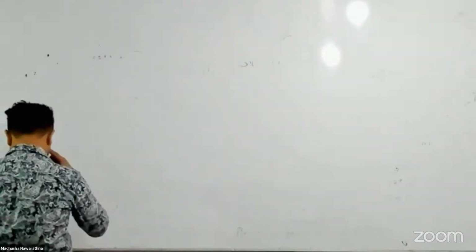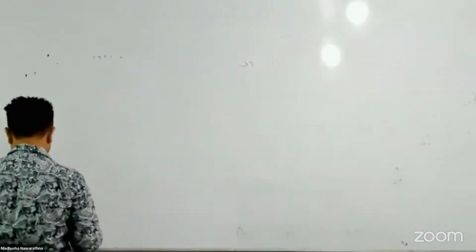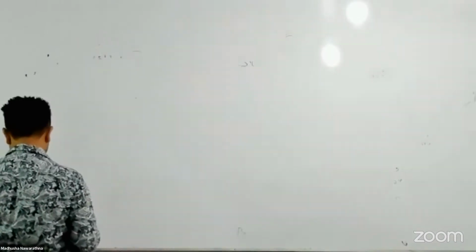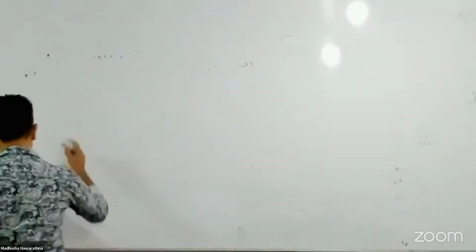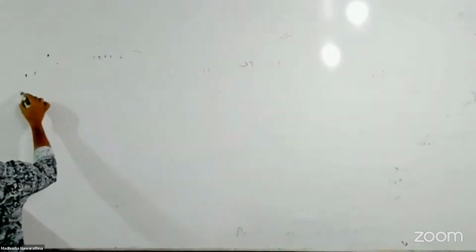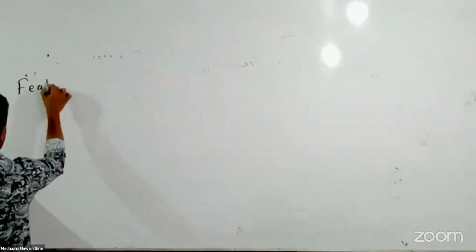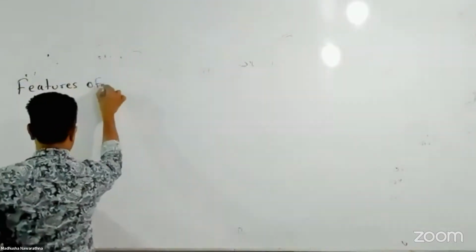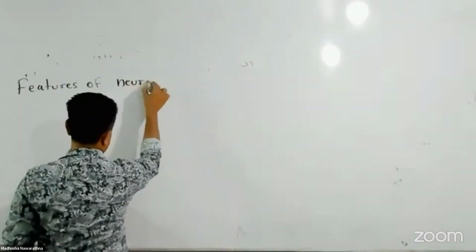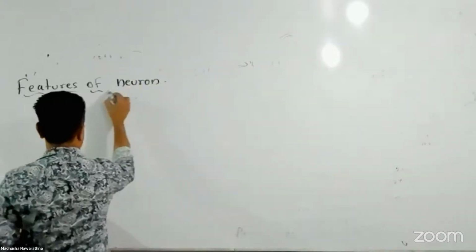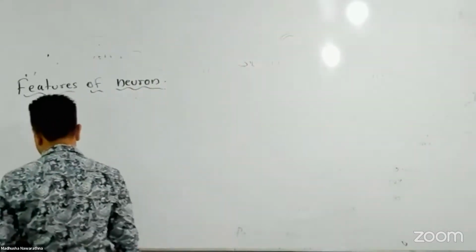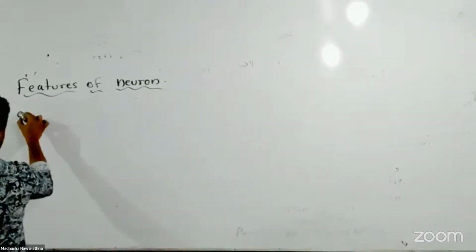Okay, then write this. Features of neuron. Okay. Number one.